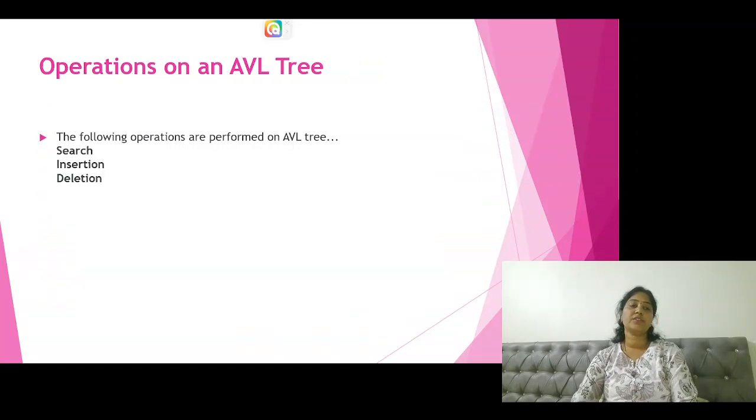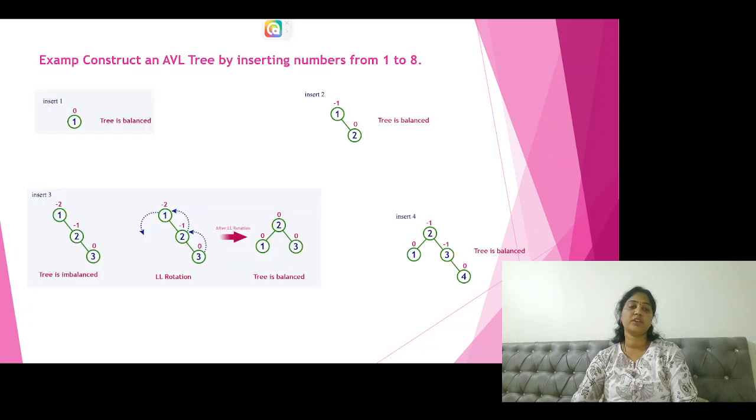And these are the operations you can perform: search, insertion, deletion. Search we have seen already. Then how to insert. So first, as I said, let's say you are trying to insert from 1 to 8. First we insert 1, and 1 will become the root node. Now the balance factor of 1 is 0, so the tree is balanced.